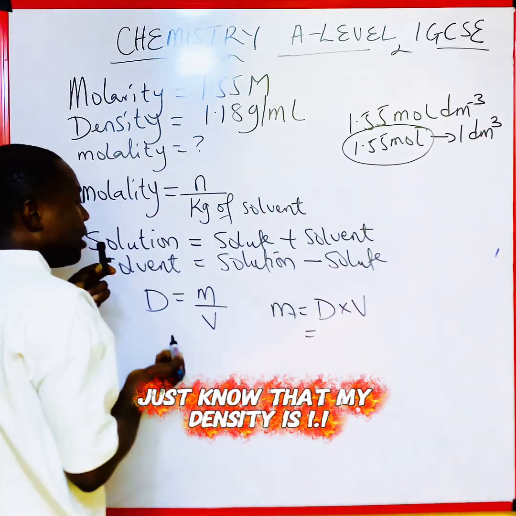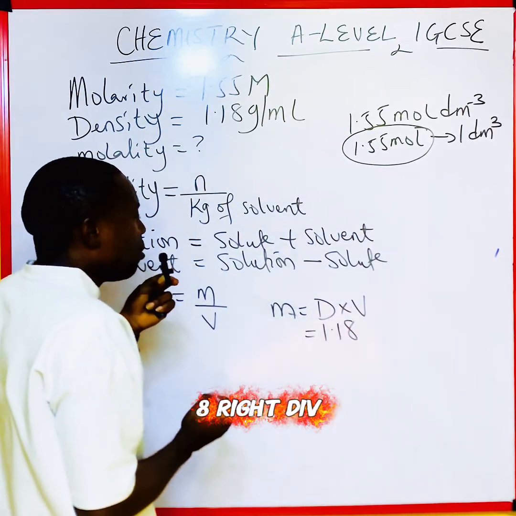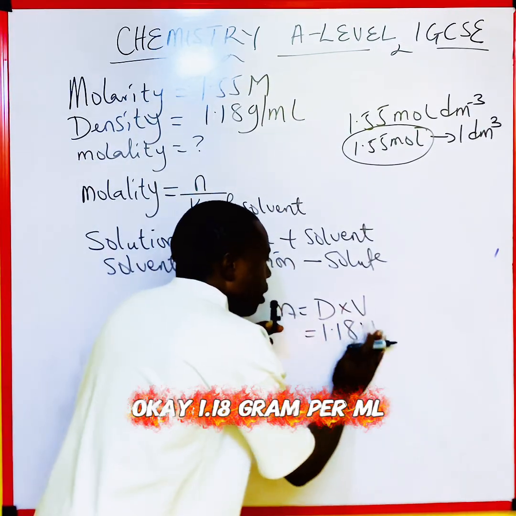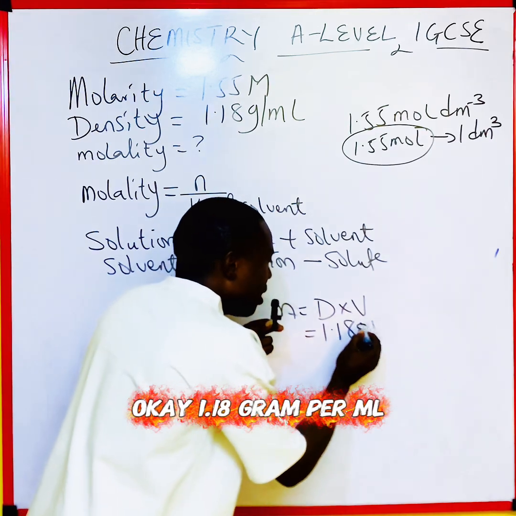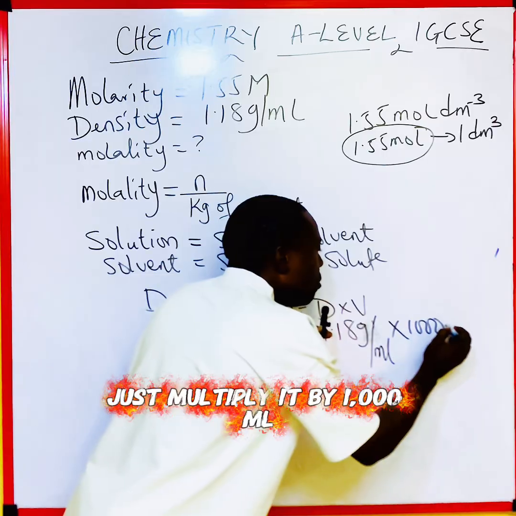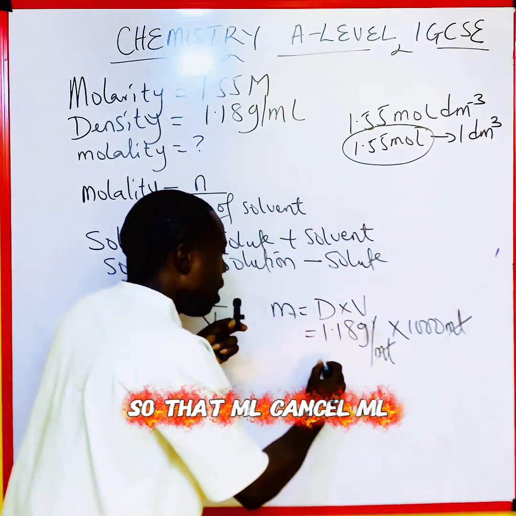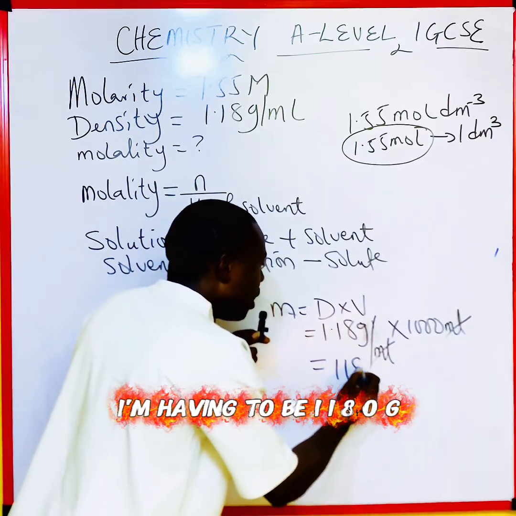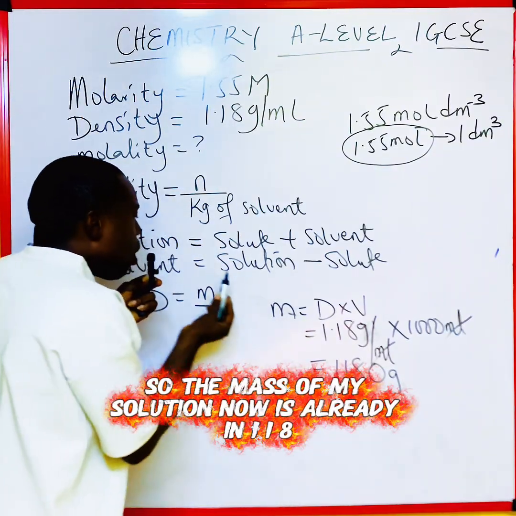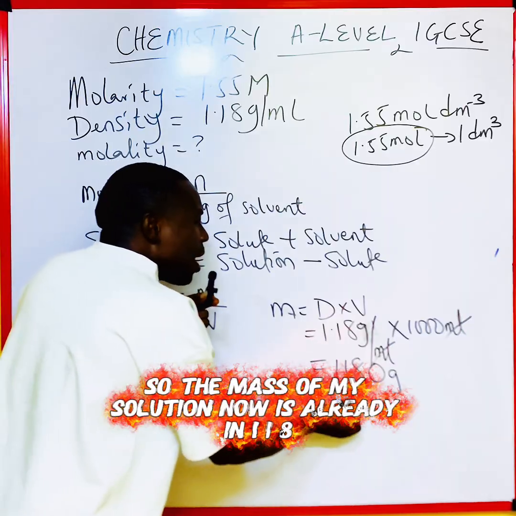Just know that my density is 1.18 gram per mil, multiplied by 1000 mil so that you can convert it, so that mil cancels mil, to have it to be 1180 gram. So the mass of my solution now is already 1180 gram.